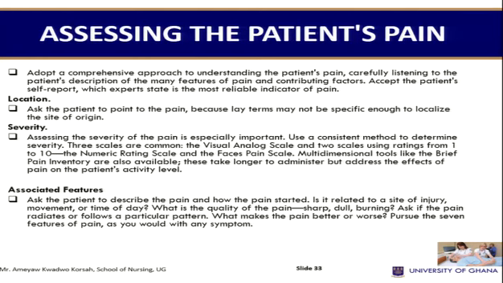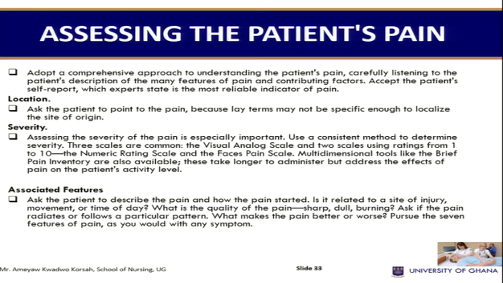Multidimensional tools like the brief pain inventory assess the impact of pain on the patient's activity level. Associated features: ask the patient to describe the pain and how the pain started. Is it related to the site of injury, movement, or time of day? What is the quality of the pain? Sharp, dull, burning. Ask if the pain radiates or follows a particular pattern. What makes the pain better or worse?